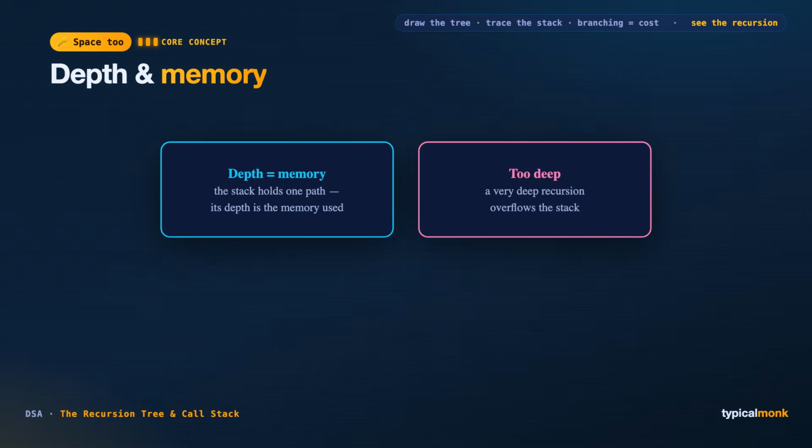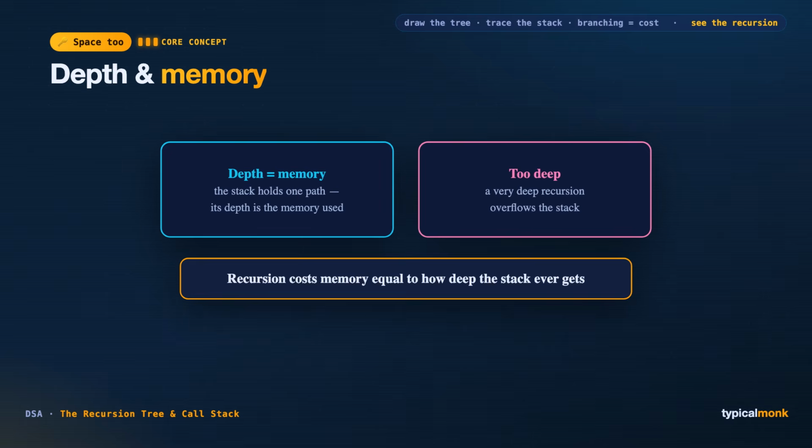But if a recursion goes very deep, a very long chain of calls before reaching a base case, the stack grows very tall and it can exceed the limited space the system gives it. That is the stack overflow we met last class. And now you can see its cause precisely. Too great a depth, too long a single path.